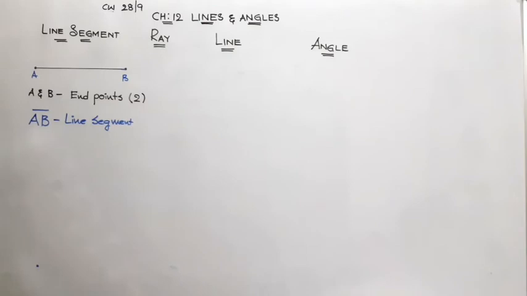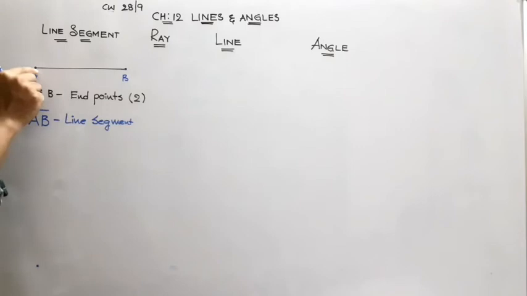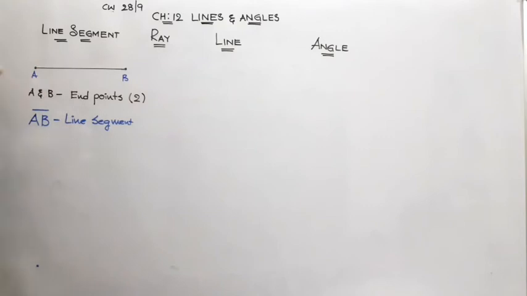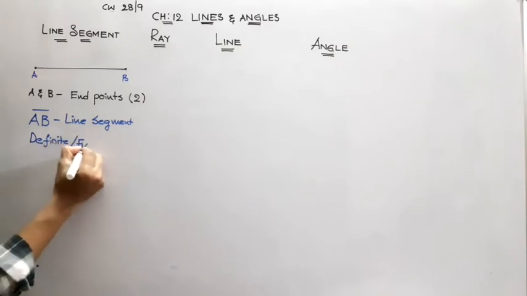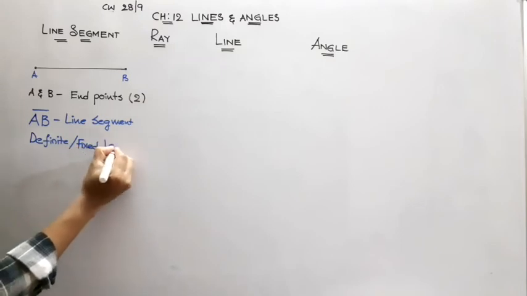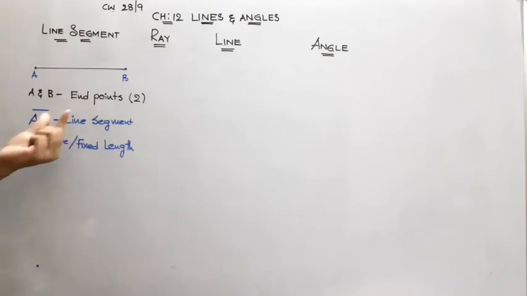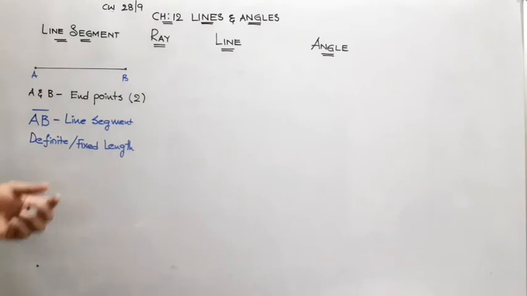Can I say that this is a fixed length? Yes, because we already said that A and B are fixed. We should not move them from here to there. Hence, a line segment will have a definite length or fixed length. Both are the same, definite or fixed length. These are very important points considering the properties of a line segment, children. They have 2 end points, the representation is this, and they have definite and fixed length.